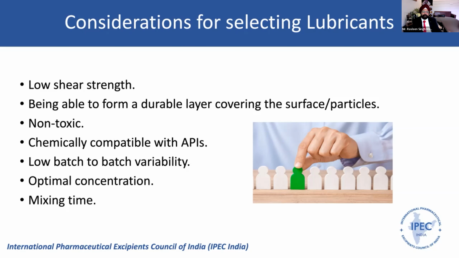So this batch-to-batch variability plays a very vital role because we want the same reproducible results in terms of lubrication and in terms of dissolution or disintegration. And there you require this very low batch-to-batch variability. Optimal concentration again plays a key role. Over and under lubrication are very great risks to the formulation, and the blending time or mixing time also plays a vital role. So these are some key considerations for selecting the right lubricant.